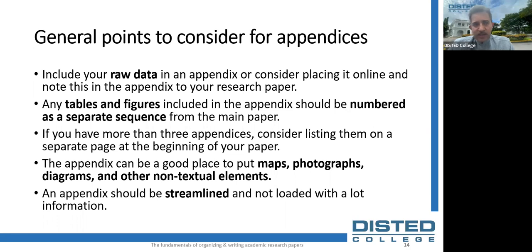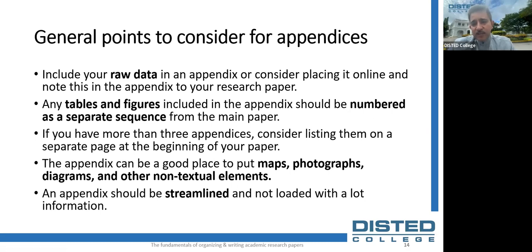So these tables and figures are considered non-textual elements, and they should be arranged in a certain sequential numbering. But consistently, if you're using A, B, C, you say table A, table B, table C, or table 1.1, table 1.2, so you number it correctly. If you have more than three appendices, consider listing them on a separate page at the beginning of your paper. If you've got one or two, it's fine, but if you've got a lot of appendices, you may have one page that says appendices, then you have like a table of contents of the appendices. Appendix one is what, appendix two is what, so you list them out because it is easy reference for those who want to read the paper.